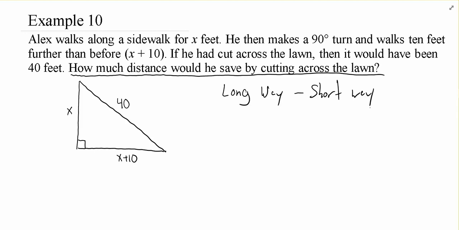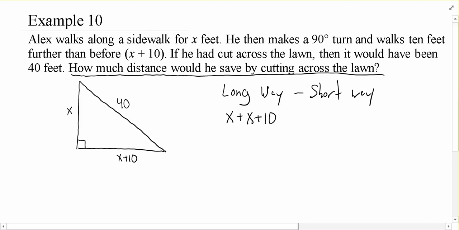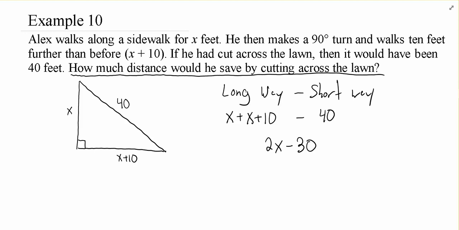Well, the long way of walking along the sidewalk was to walk x feet followed by x plus 10 feet. The short way was 40 feet. So if I combine like terms here, the answer to my question is actually 2x minus 30, if I only knew what x was. If x was, let's say, 20 feet, then my final answer would be that I saved 10 feet. Because if x is 20, 20 times 2 is 40, 40 minus 30 is 10.